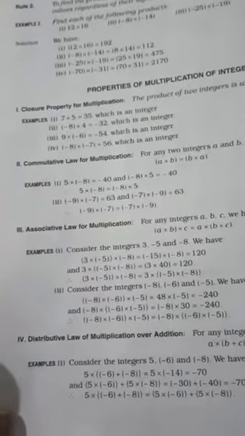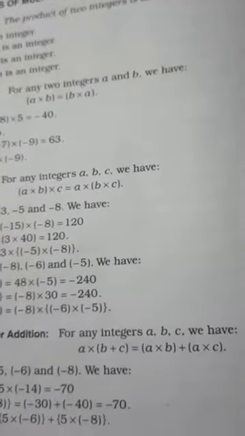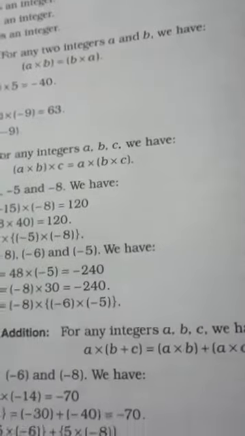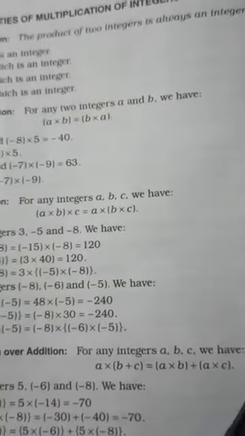What does the fourth property say? Distributive law of multiplication over addition. It is A into (B plus C) is equal to A into B plus A into C. First you add B plus C and then multiply. In the second situation, what are you doing? First you multiply A with B and then A with C and then add. The result is the same. Here they have given the example also.